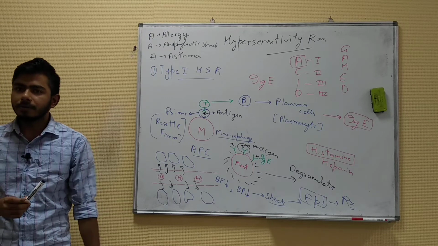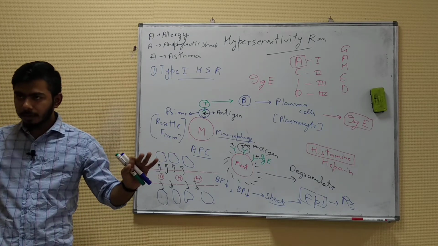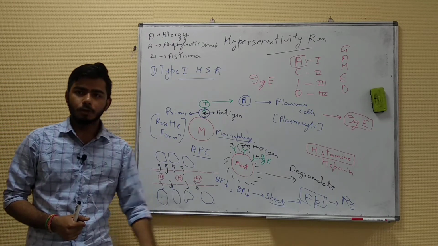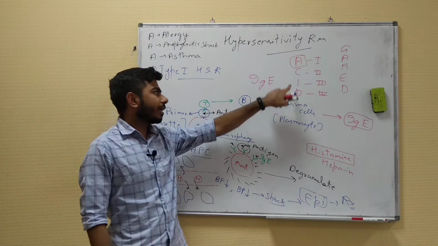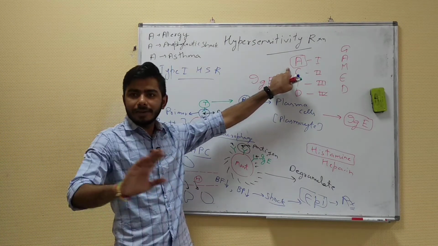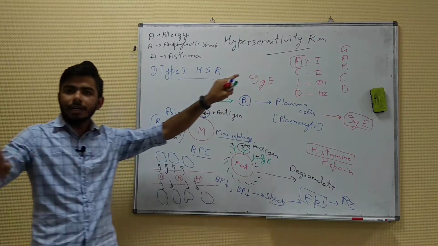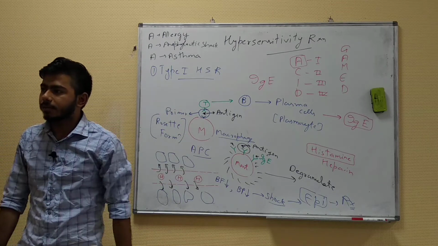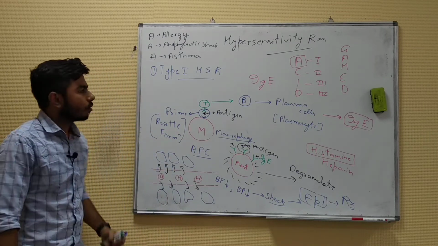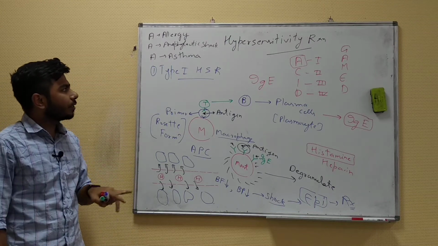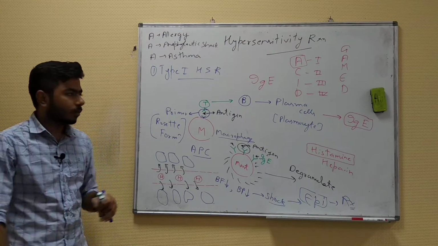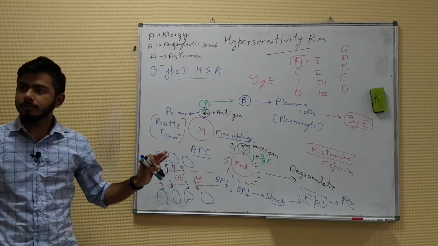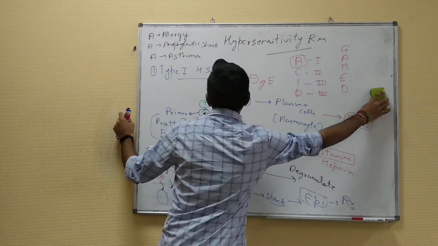Any doubt? No. So type 1 hypersensitivity is clear, I hope, right? Shall we move on to the next hypersensitivity? The next one is type 2 hypersensitivity. The mnemonic goes like this: every example starts with A. So allergy, anaphylactic shock, asthma are the examples coming in the category of type 1 hypersensitivity reactions. Fine? So let's move on to type 2. Shall I rub this, or do you need some time to note it down? I can rub, right? Fine.